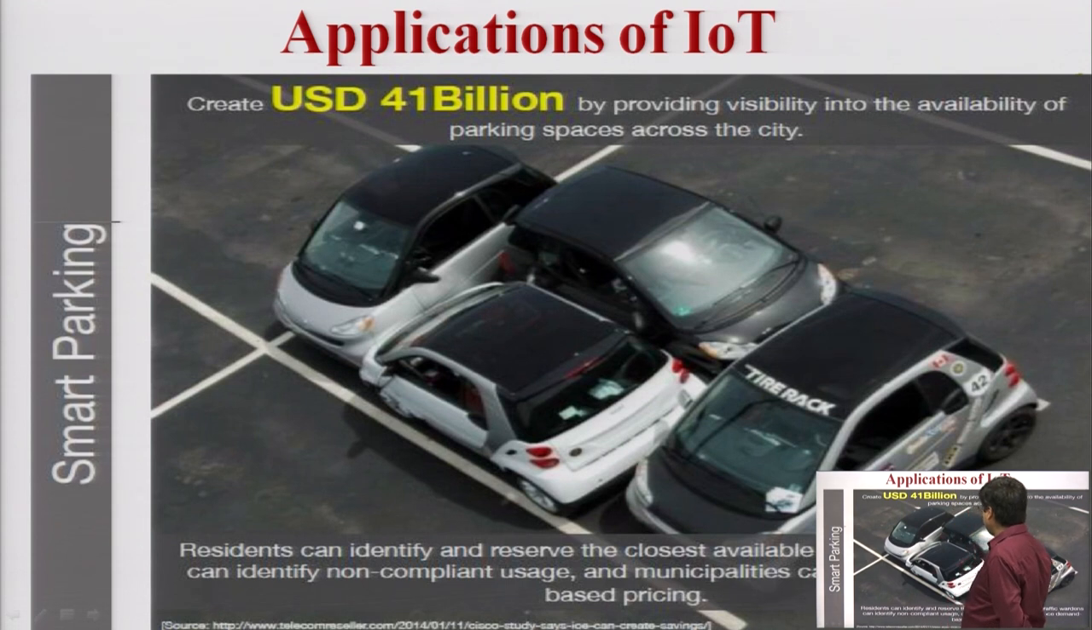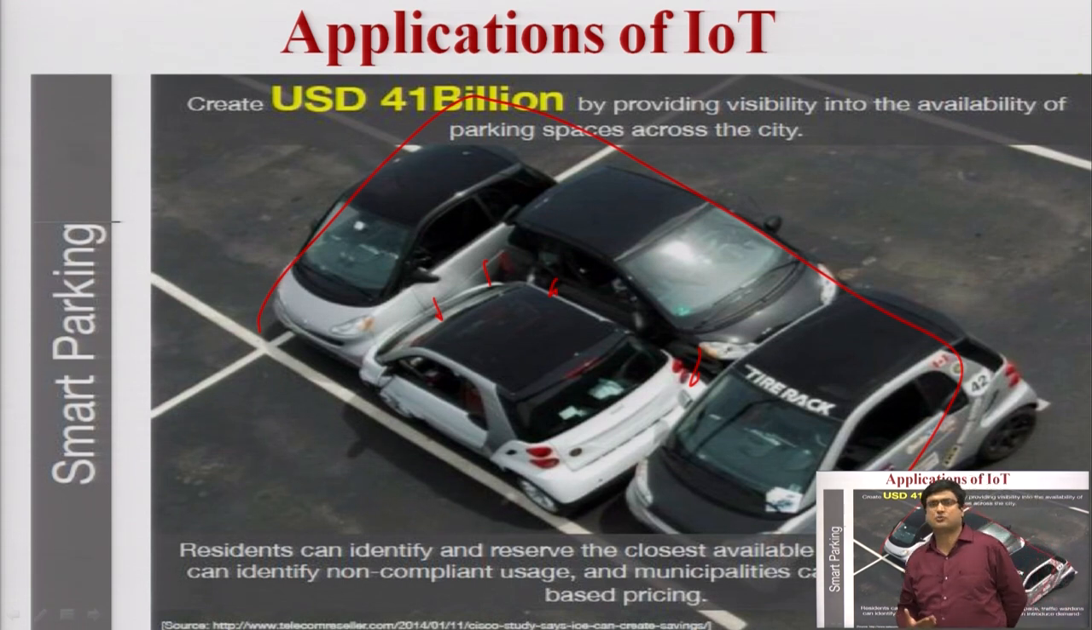So, here you can see the concept of smart parking. In smart parking, you can observe that more vehicles can be parked in a very small area. There is a very small distance between the vehicles, as you can observe here. So, through IoT, parking space can be effectively utilized. In less space, we can park more vehicles through the concept of IoT.